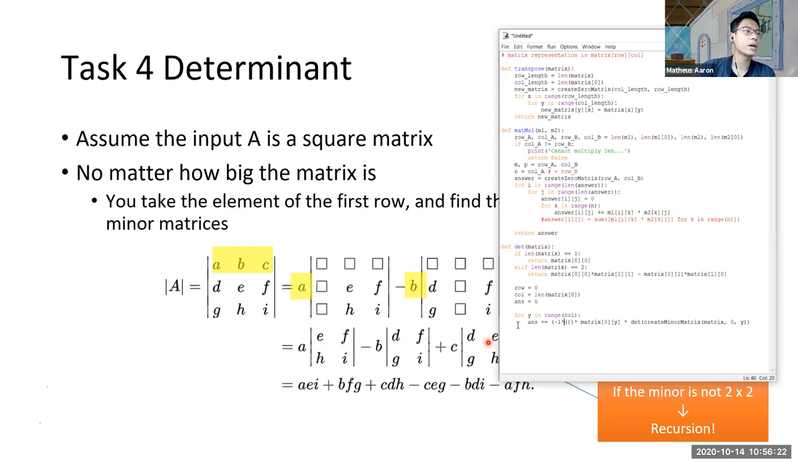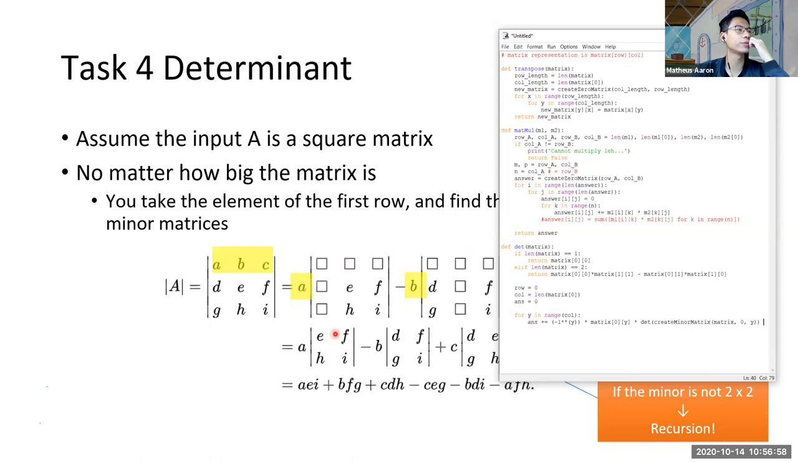Minus 1 to the power. Yeah. So I'm trying to break this down for you. This is our formula from earlier, right? Matrix 0y, taking the item over here, multiplied by the determinant of this, by removing the first row and column y. Because the row is a constant, you just need to remove the column one by one.